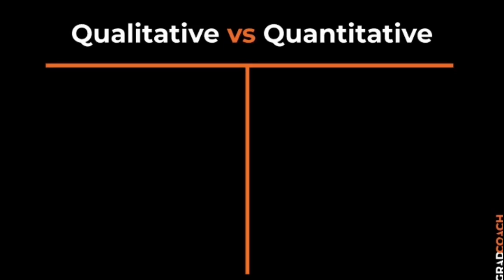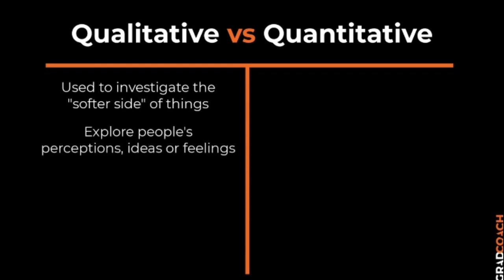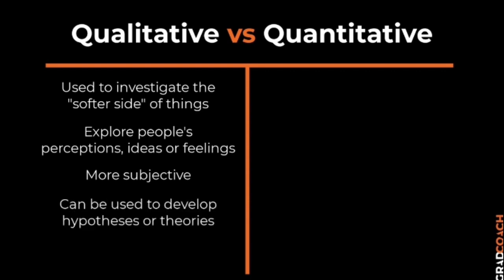Qualitative research is used to investigate the softer side of things. For example, to explore and understand people's perceptions, ideas, or feelings. Therefore, it is more subjective in nature. Qualitative research is often used to gain a deeper understanding of the complexity of a situation, to draw a rich picture of what's going on, especially what's going on under the hood. Therefore, qualitative data can be used to develop hypotheses and theories from the ground up. In other words, an inductive approach.